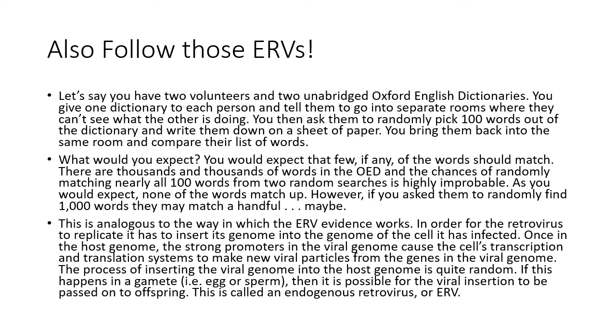Basically, in order for these retroviruses to replicate, I'm looking at the bottom bullet point here, they have to insert their genome into our genome, which then gets replicated by our material. And it's pretty random how this happens. It just so happens that if it happens in an egg or a sperm cell, then this viral insertion can be passed on to offspring. And this would basically be called an endogenous retrovirus.